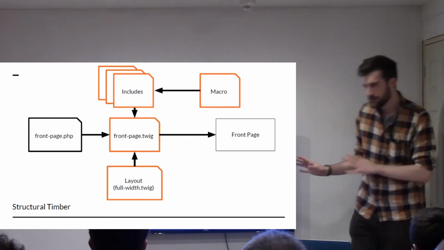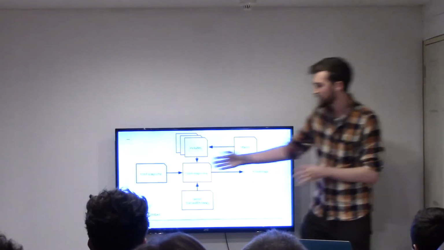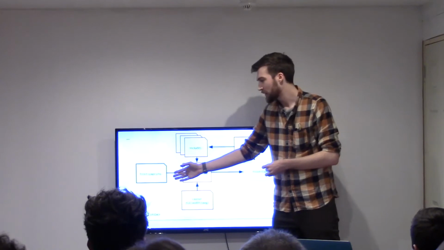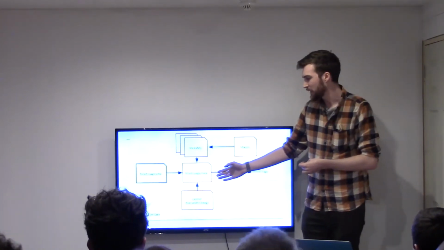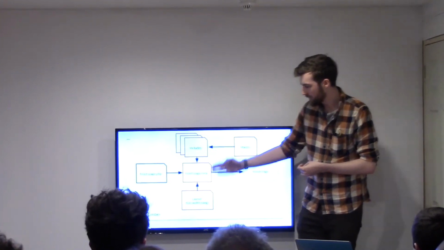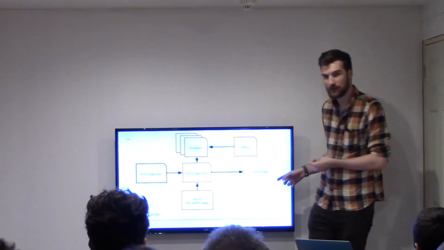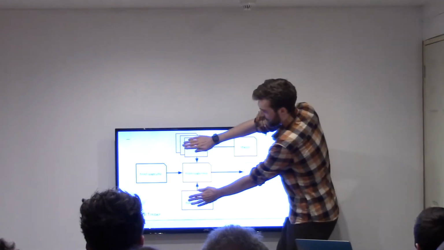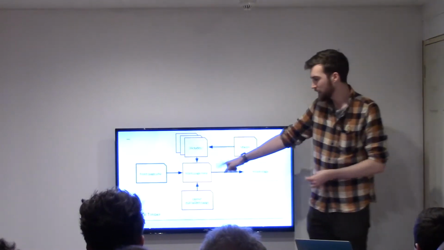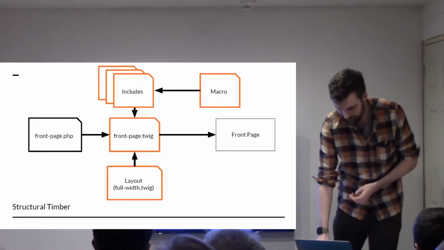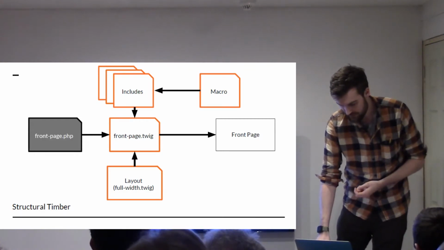So this looks a little bit confusing at first. Let's say this is our front-page.php, that's our controller, and then it goes out to the front-page.twig. But then front-page.twig can just pull in a layout, pull in some includes, and use some macros, and then render itself. So all this stuff, we only ever have to make once. So this is the front page. All it cares about is what the front page does. So let's have a look at those files.